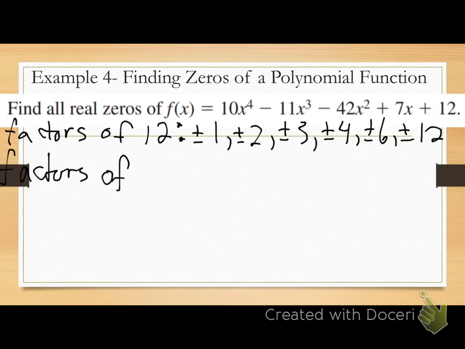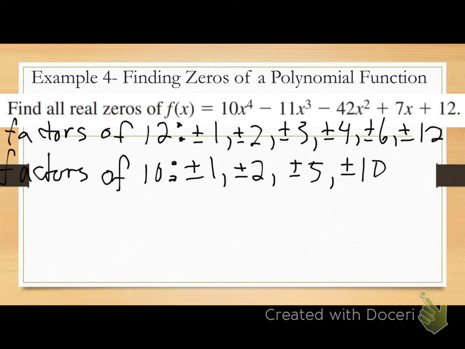What's my leading coefficient in this case? 10. So now I've got to list factors of 10. So plus or minus 1, that's always going to be one of your factors. 1 will go into every number. What's the next one? 2, minus 2, 5, 10. So now, for my list of possible solutions, I have to put every factor of 12 over every factor of 10. So I'm going to put all of these over 1, then I'm going to put them all over 2, put them all over 5, put them all over 10. So that's why our list is going to increase dramatically. Does that make sense? So we have more numbers to put our other numbers over.